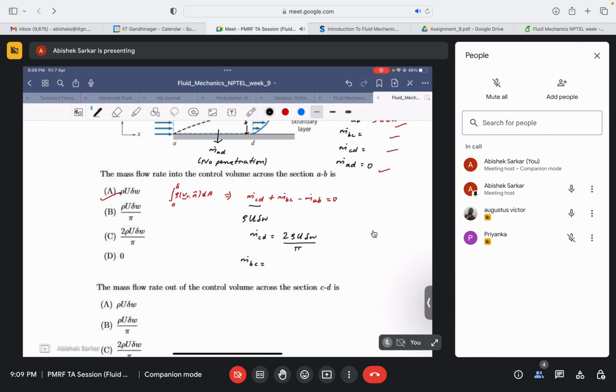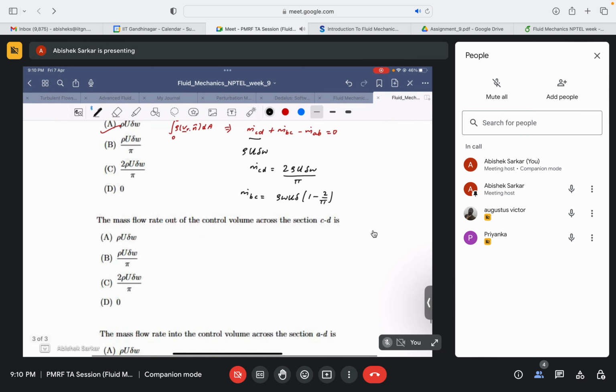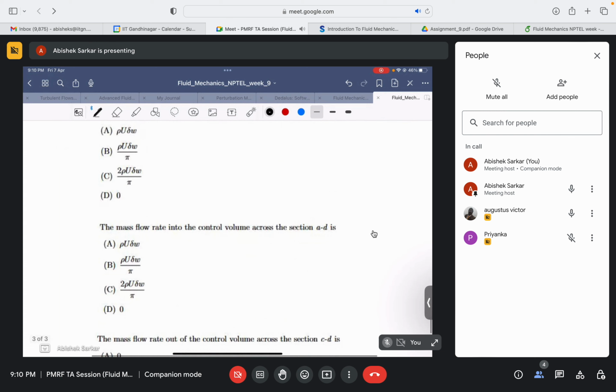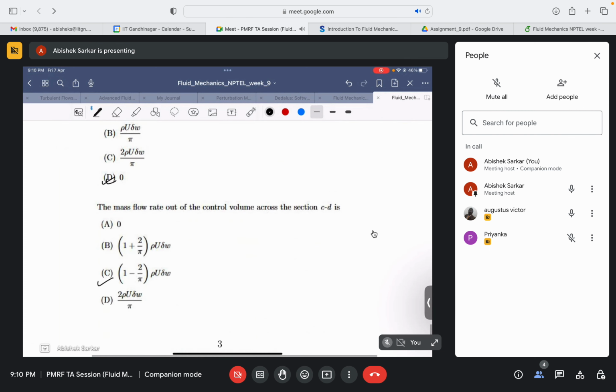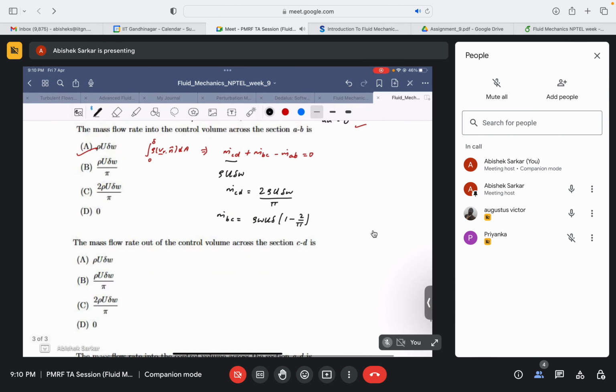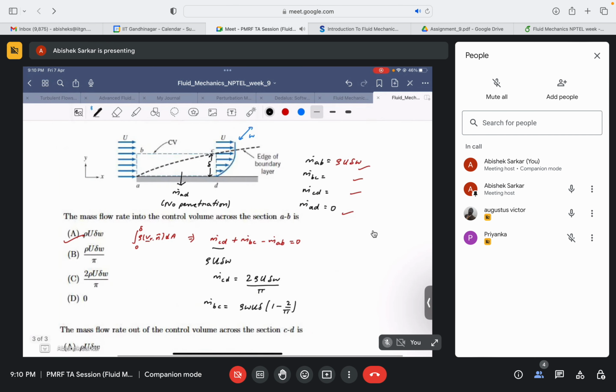Could you please tell me what is M dot BC? I got it as rho W U delta into 1 minus 2 by pi. Let me check. Is it an option? M dot AD is 0, so this is the right answer. Since we are short of time today, let me say that both these are correct.